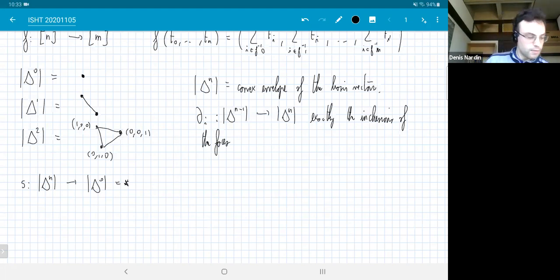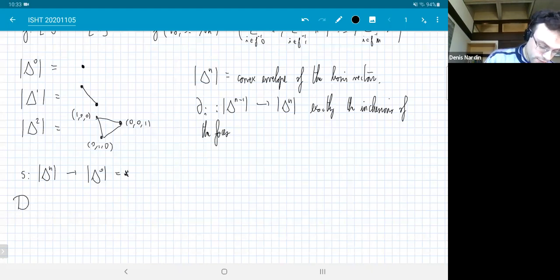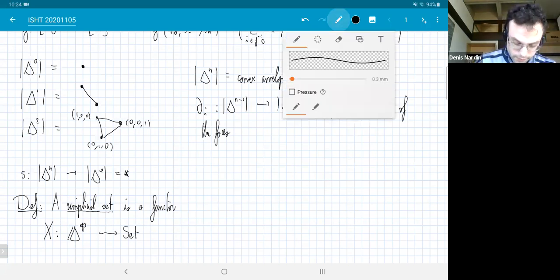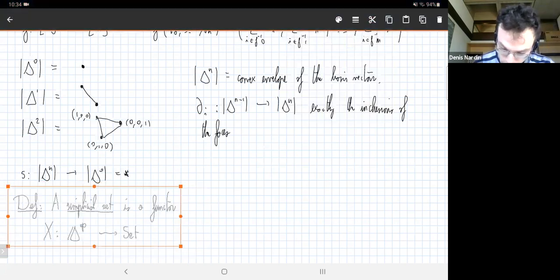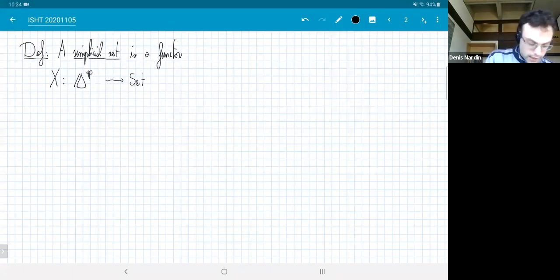Okay. Why am I doing all this? Well, it's time to give the first important definition. So a simplicial set is a functor X from Delta op, so it's contravariant, to sets. Actually, I need to go to a new page. And I need to give you at least one important example. And you'll see why this definition now makes sense.